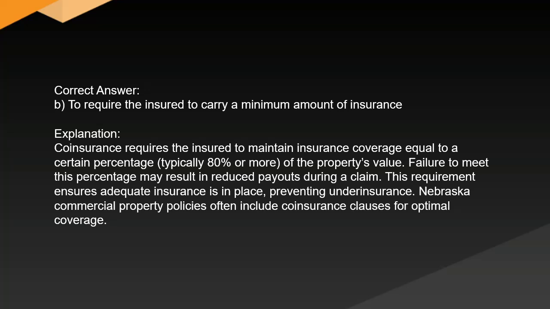Explanation. Coinsurance requires the insured to maintain insurance coverage equal to a certain percentage, typically 80% or more, of the property's value. Failure to meet this percentage may result in reduced payouts during a claim. This requirement ensures adequate insurance is in place, preventing underinsurance. Nebraska commercial property policies often include coinsurance clauses for optimal coverage.